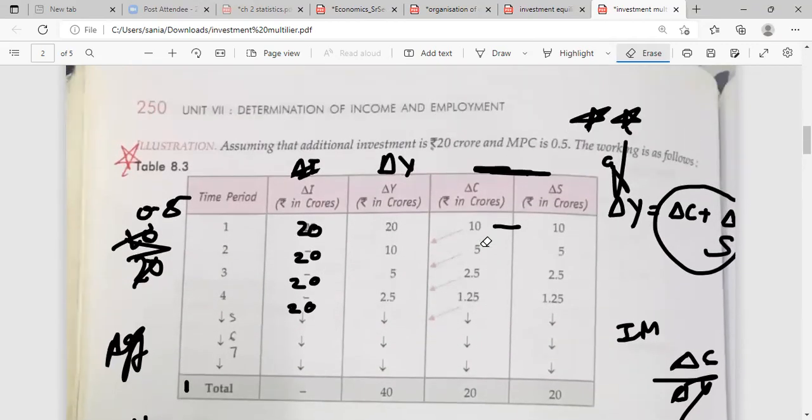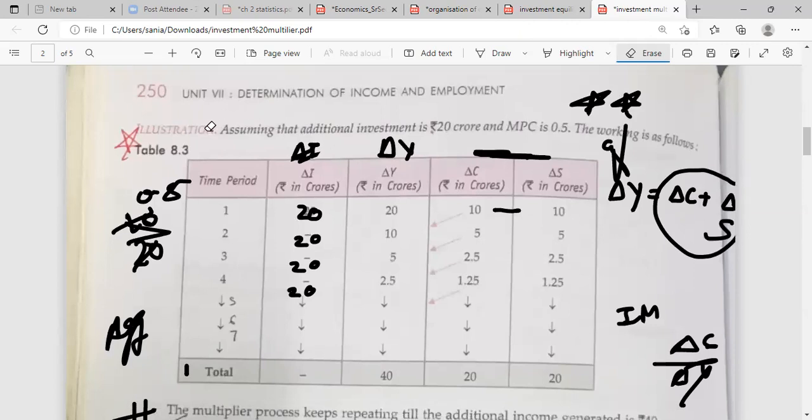Okay. So first of all, you will write this one: assuming that additional investment is 20 crore and MPC is 0.5, the working is as follows. Then you will make this table. Then I'll tell you what you have to write in the explanation.